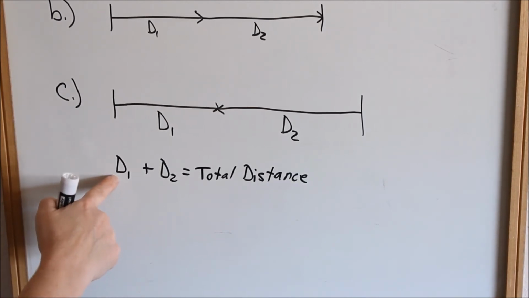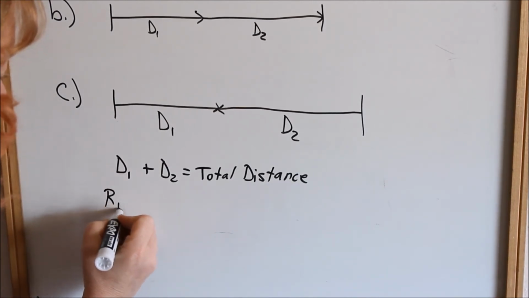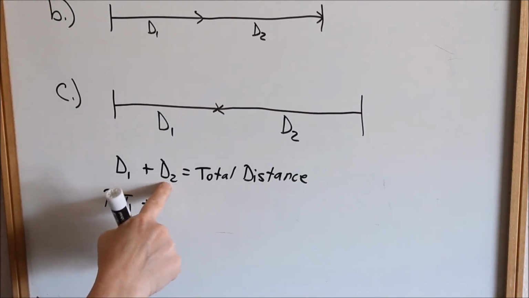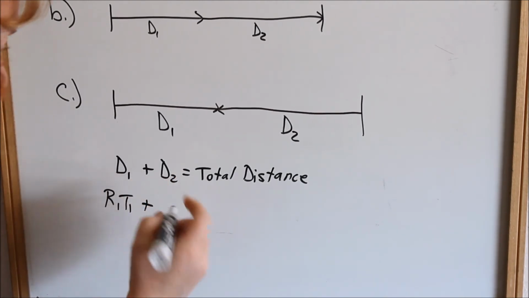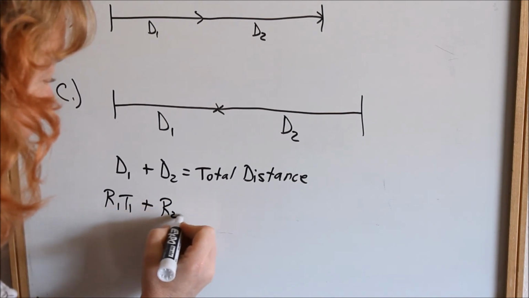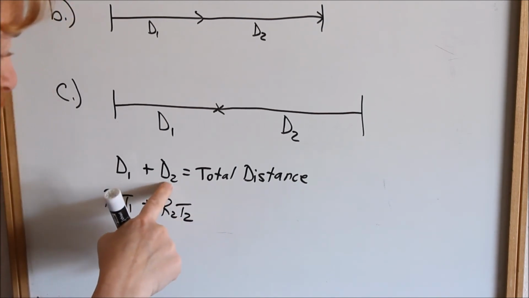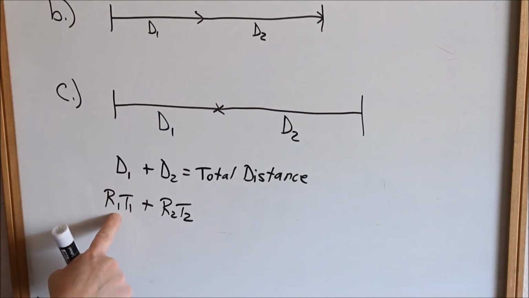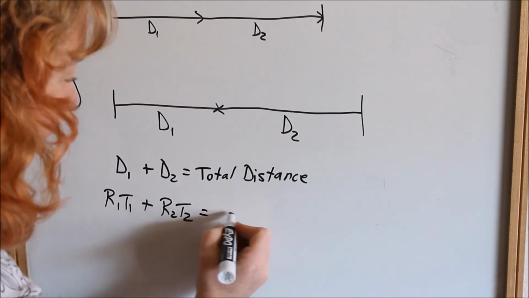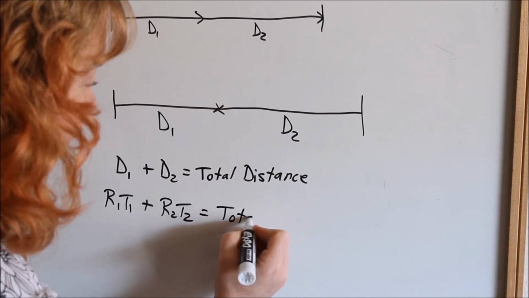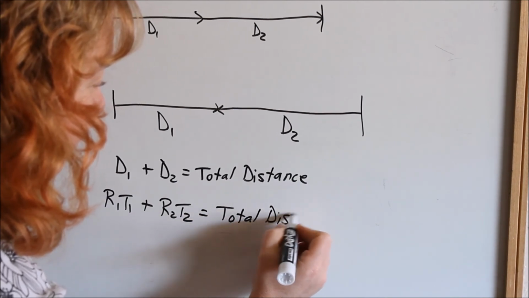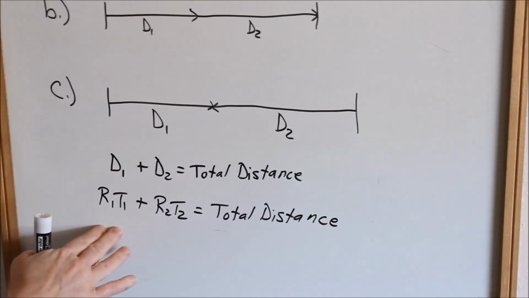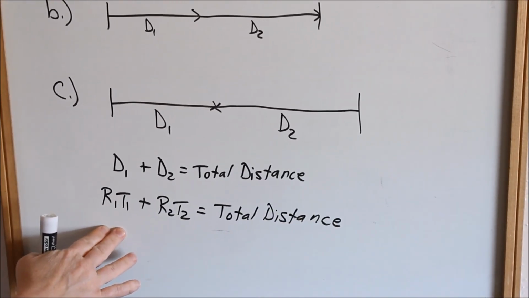I can replace my D1 with a rate times time, R1 times T1. I can replace my second distance with a rate times time. Since this is labeled with the 2, I will label these with the 2. This is labeled with the 1, I will label this with a subscript of 1. And adding those together equals a total distance. So this is the basic formula we will be using for all three of these scenarios in this lesson.